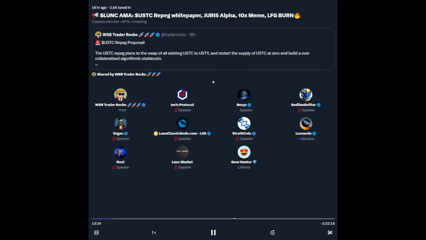Why don't we just keep USTC as it is now, and make a new coin with a new name, with the repeg window on $1, so you don't have to convert USTC to USTY and so on. It's going to be a new coin anyway, and bring into this new paper a goal to bring USTC above $1 and work on that too. I think this is going to be even more bullish. Yeah, thanks.